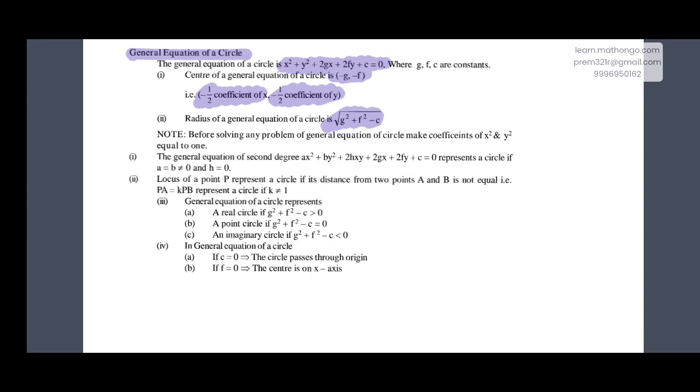Please make sure when you do this calculation, a very, very important rule is to make the coefficients of x square and y square equal to 1, otherwise your answers will be wrong. I have seen students committing this error: they know the process but forget to apply this and they get a minus 1. Okay.